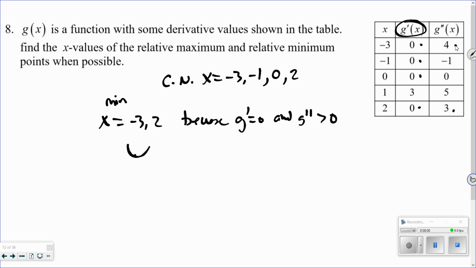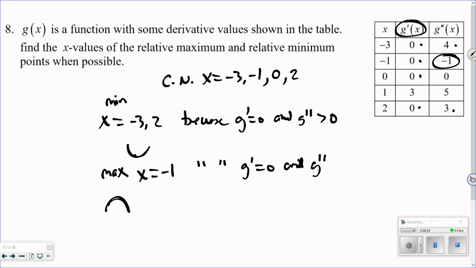Okay, and then it has a max. You'll look back up here. Right here, the second derivative is negative. That means it's concave down, right? It's concave down. So that's at x equals -1. It has a max. And my reason would be because g prime equals 0 and g double prime is less than 0, which makes it concave down, which makes it a max.